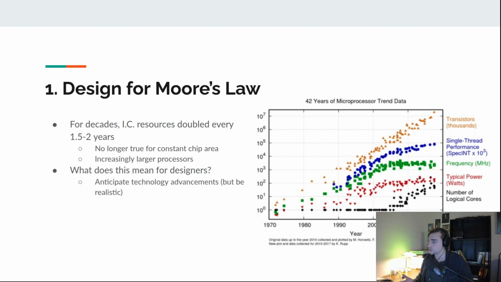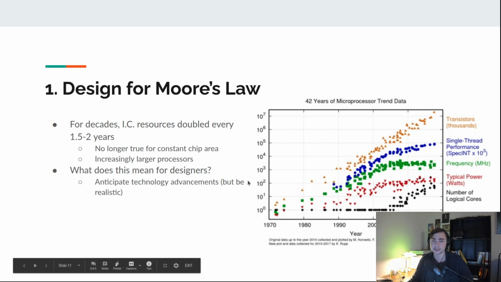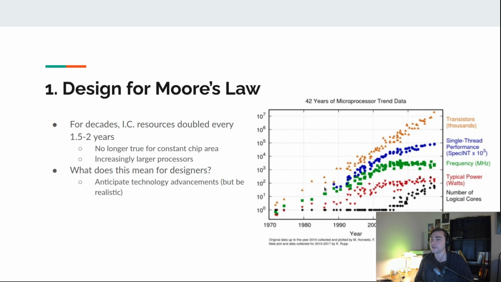Now, while it is true that we don't get double the amount of resources on a constant chip area, Moore's law has continued in some sense in the fact that we're making increasingly larger processors. So if you look at this microprocessor trend data, you can see that, in this logarithmic scale on the y-axis, the transistors in thousands that we have on our chips is still increasing at roughly the same rate. We're just making larger chips.